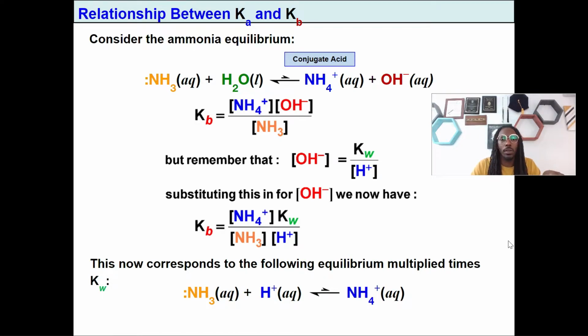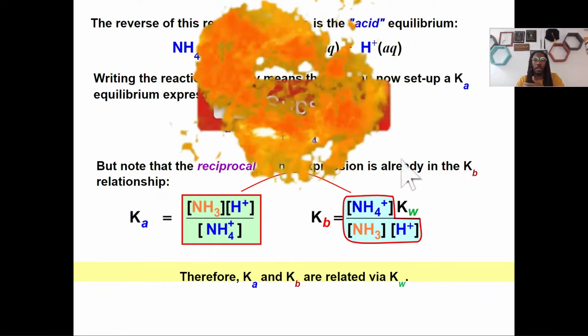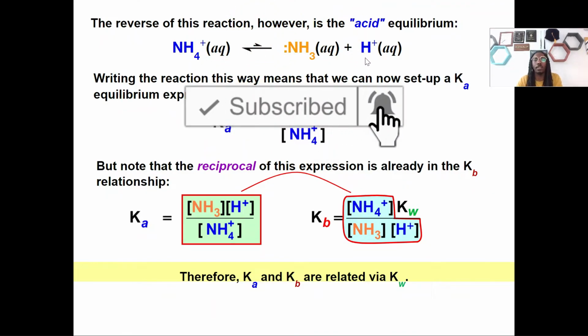So when we look at that equation, what does that look like? This is now going to tell me that the following equilibrium, when it's multiplied, in this case by Kw, is going to look like this: NH3 and H plus gives me NH4 plus. If I reverse that reaction, that's just going to be our acid equilibrium. So if we reverse it, now I've got my NH4 plus giving me my NH3 and H plus.